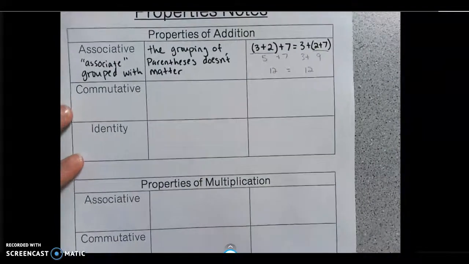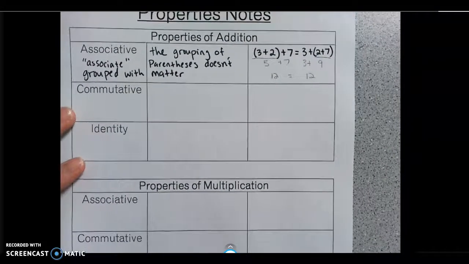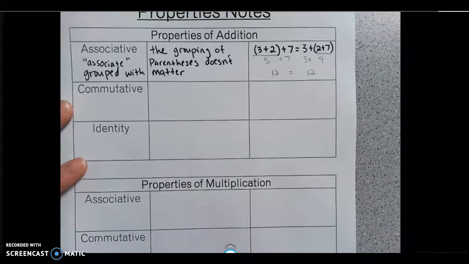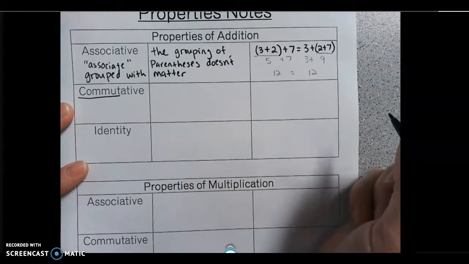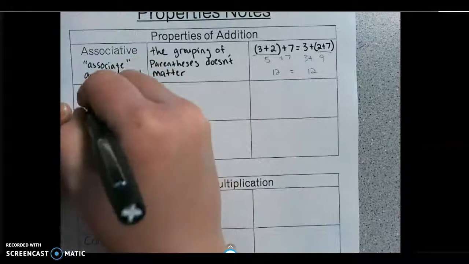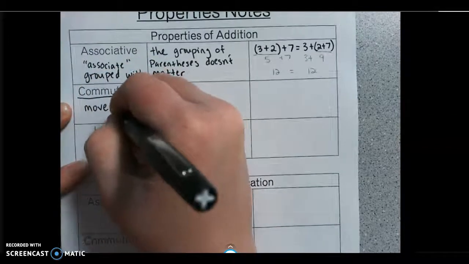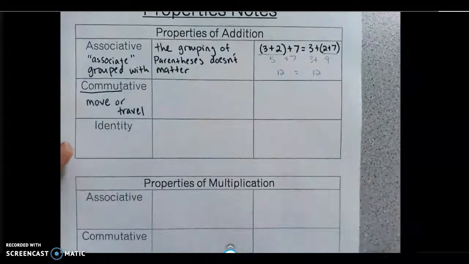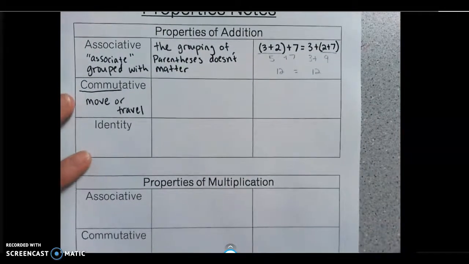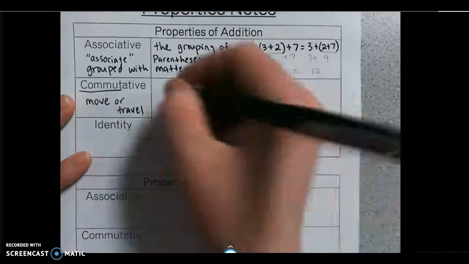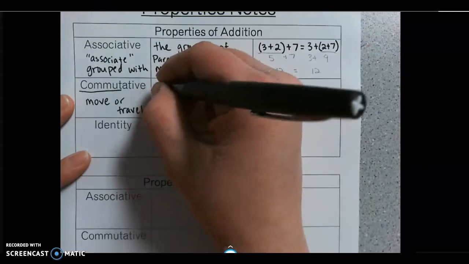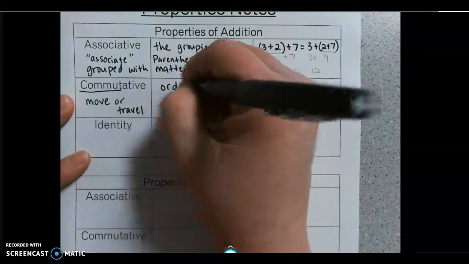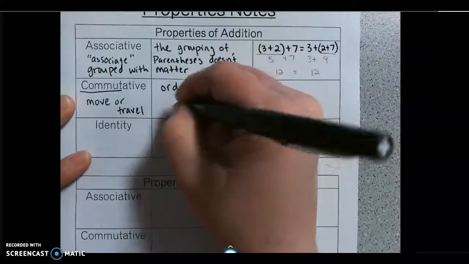All right, so the next property that we're going to talk about of addition is the commutative property. And in the word commutative, there is the word commute. The word commute means to move to a different place. So to commute means to move or to travel. So the commutative property basically means that the order doesn't matter again. You can move the numbers around and the answer doesn't change. So basically commutative property is the order doesn't matter.